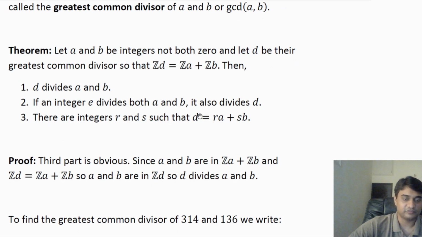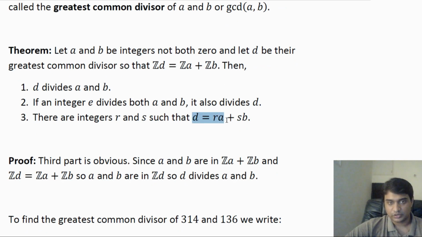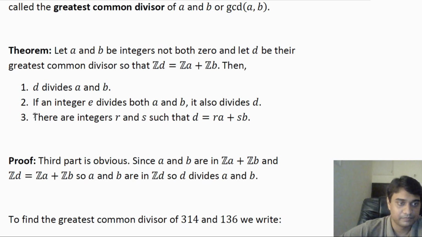Because, forget about groups now and look at this. The greatest common divisor is the greatest number that is a divisor of both A and B, and this greatest common divisor can be written as an integer combination of A and B. This is a fact. It is not an obvious fact at all, and it is an important fact. That's why I've written this as a third property.